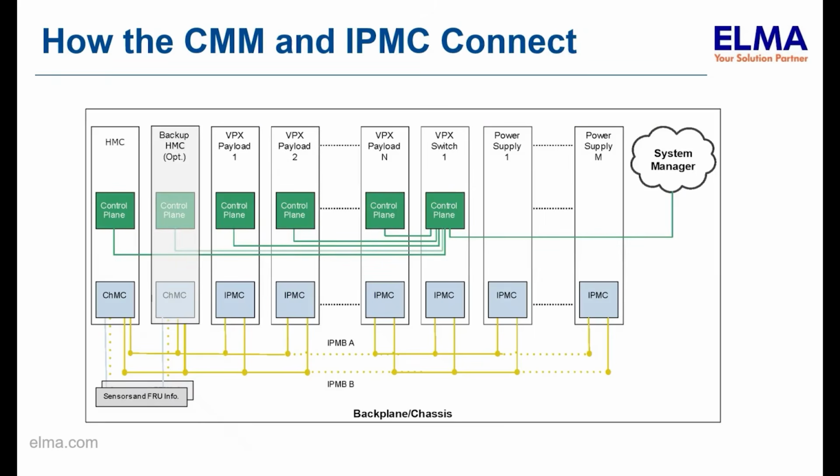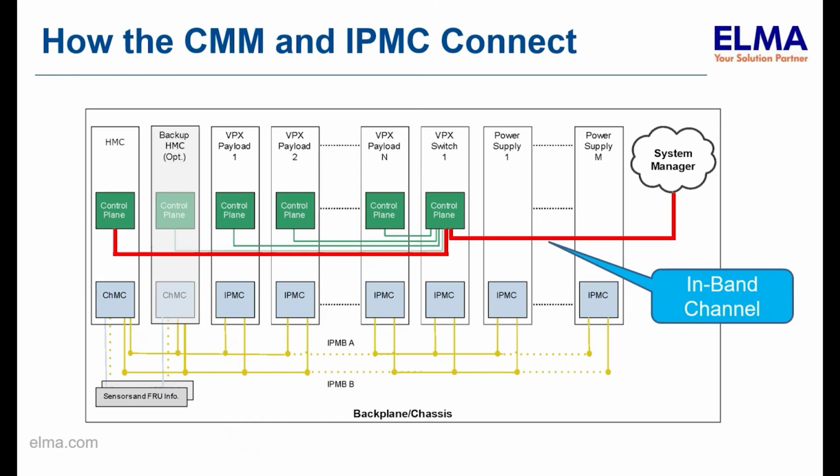Looking at the physical layout of the system and how all this works, we start at the System Manager on the right. It's shown as a cloud because it's not a physical component. It's software running somewhere, either inside or outside the system. It communicates to the Chassis Manager through the in-band communications link, typically the system control plane.